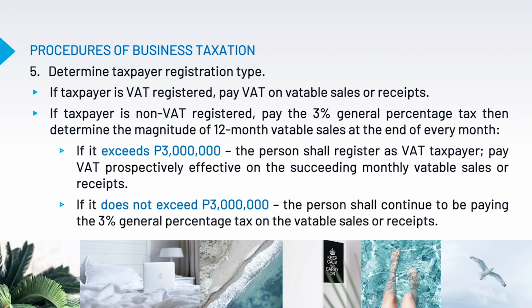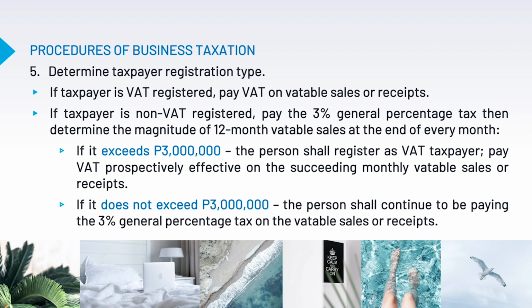For example, I estimate my income at only 1 million for the whole 2020, so I register as non-VAT. But for example, COVID ended, and in September, October, my income reached 2.5 million. Now, when I exceed 3 million at the end of the 12-month period, fiscal or calendar year: if it does not exceed 3 million, the person shall continue paying 3%. If it exceeds, then I register as a VAT taxpayer within that calendar period.